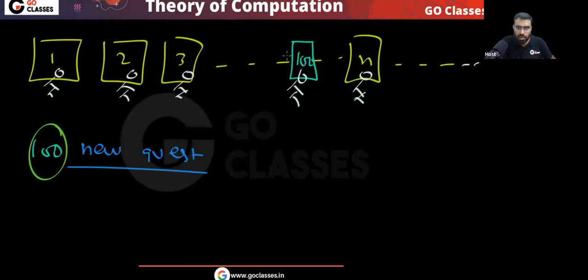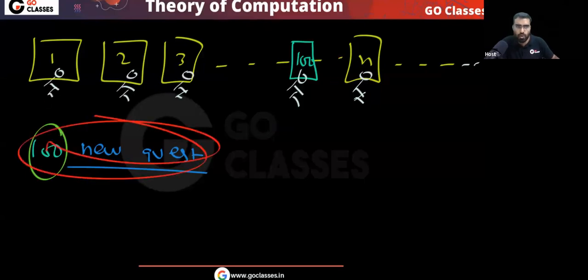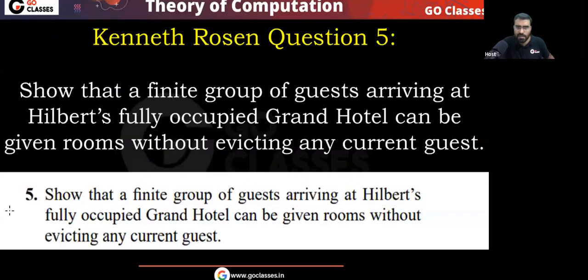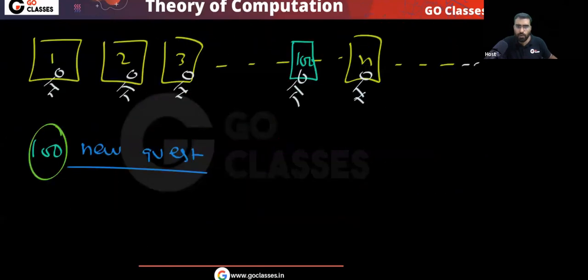See, Rohit is asking, can you directly put this new person from the 101st or maybe from the 100th, can you put directly from here? No, every room is occupied. Please understand, it's a fully occupied hotel. Every room is occupied. So what to do?